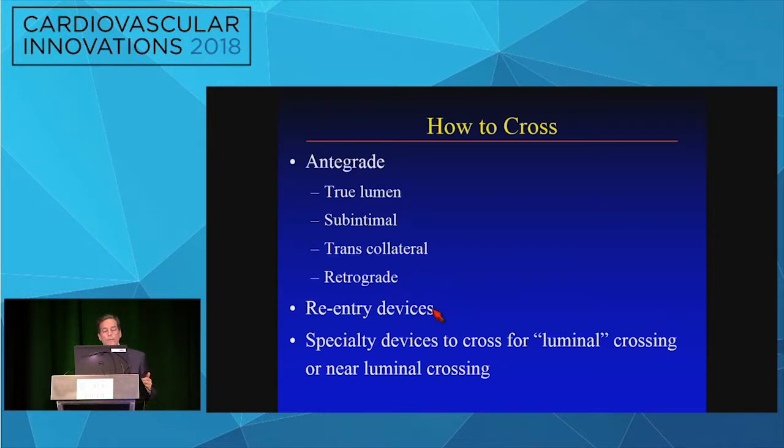Reentry devices, you will go off the beaten trail, so you'll need 1 or 2. You'll need some CTO devices, but again, 1 or 2. The specialty devices for luminal crossing or near luminal crossing may become important, but the problem with these devices is they're important up front, and you only need them when you fail trying to cross with a simple wire, so it becomes kind of this catch-22.